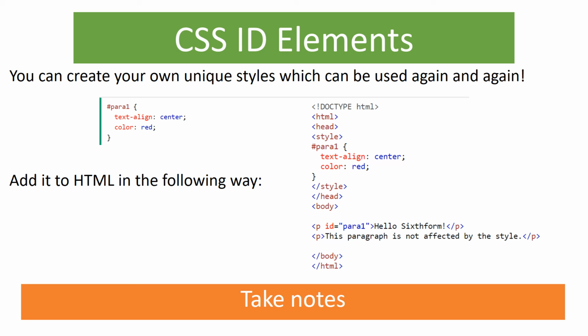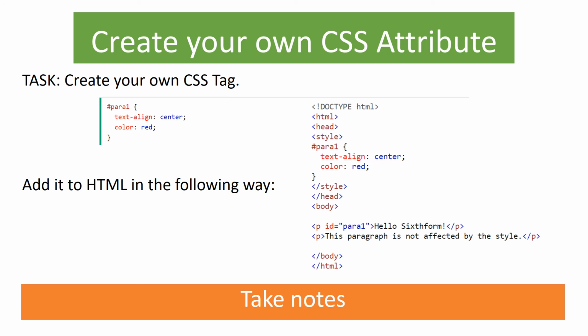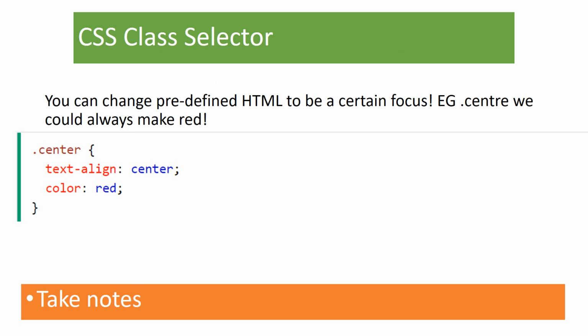When you're using it, however, if you look in the HTML code on the right hand side, you need to use the ID attribute. So inside the P tag, the paragraph tag, we have ID equals para1. I now want you to create your own tag. Try this now.